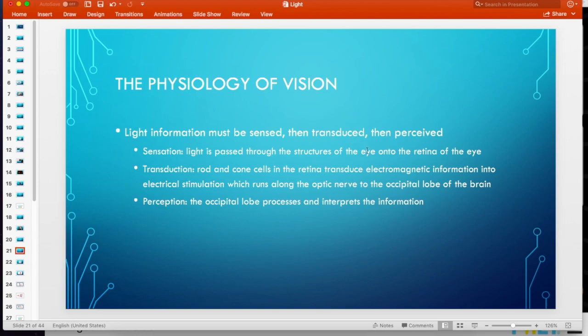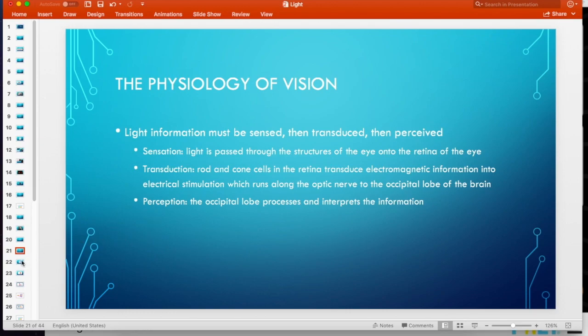So the structures of the eye sense the light. Special cells in the retina of your eye transduce the light into electrical signals. The electrical signals get passed along the optic nerve to the occipital lobe of the brain, and the occipital lobe of the brain is responsible for perception. So sensation, transduction, perception once again.